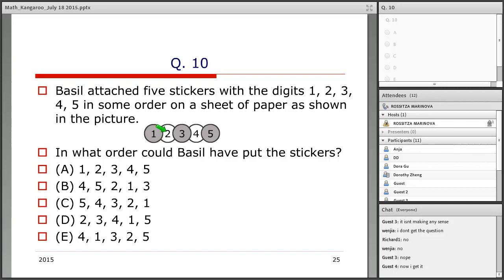It says 4, 5. Okay, so let's see. Number 4 is glued first, and then number 5 is glued. And then it says number 2, number 1, and number 3. So actually, B is satisfying our condition that 2 and 4 have to be glued in such a manner that 2 is put before 1 and 3, and 4 is put before 3 and 5.